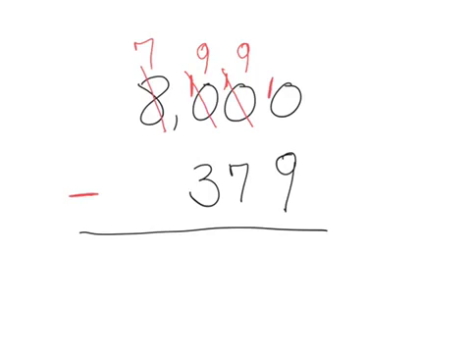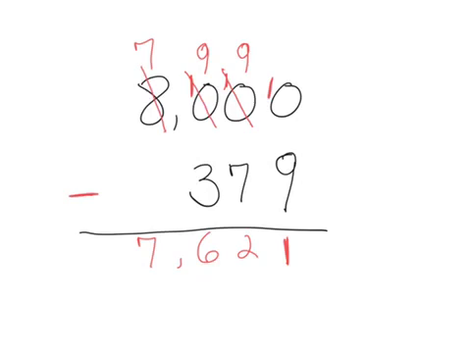10 minus 9 is 1. 9 minus 7 is 2. 9 minus 3 is 6. And 7,000 take away no thousands is 7,000. So we have an answer of 7,621. Now, guys, if you want to check your work, which would be so great, we do the inverse operation.